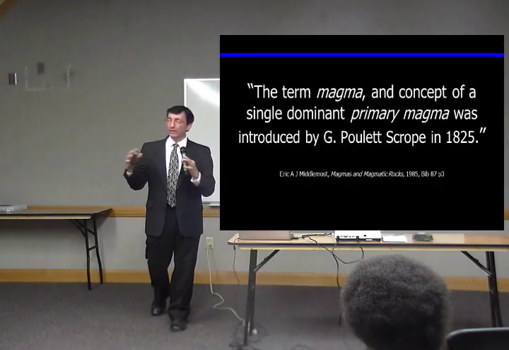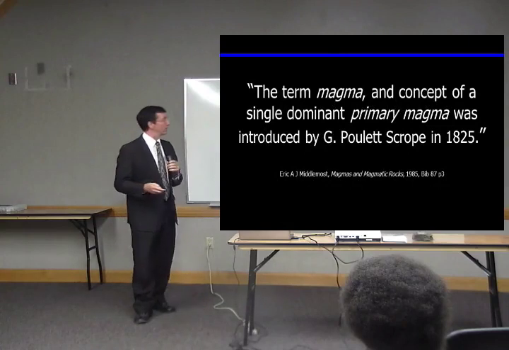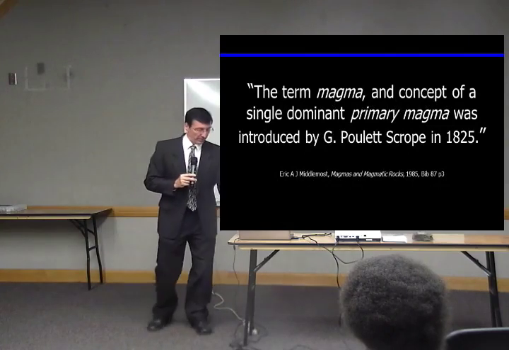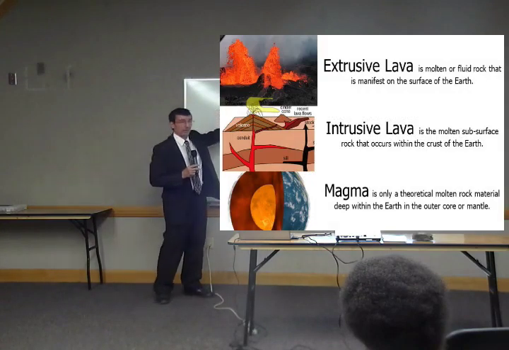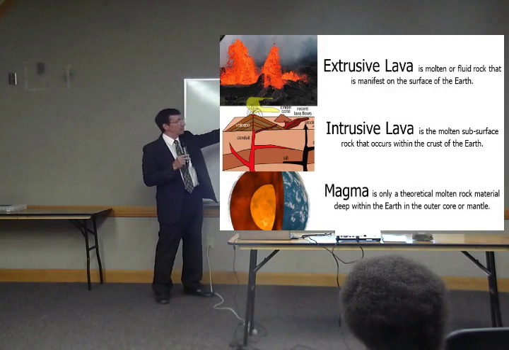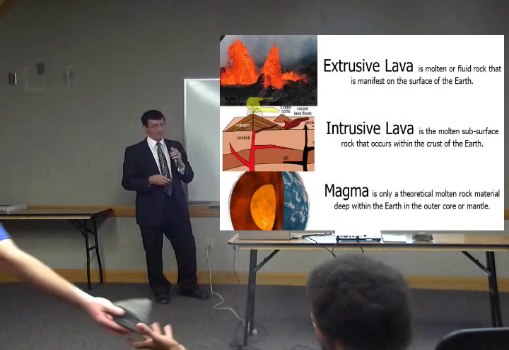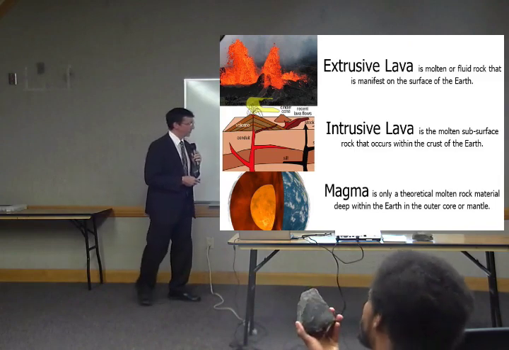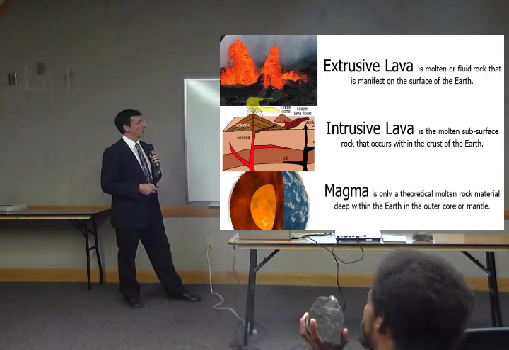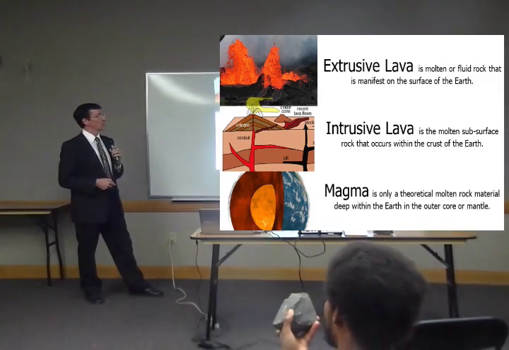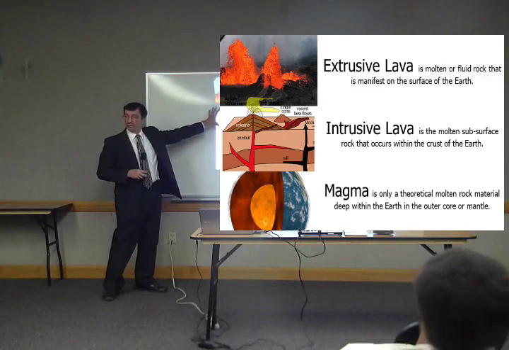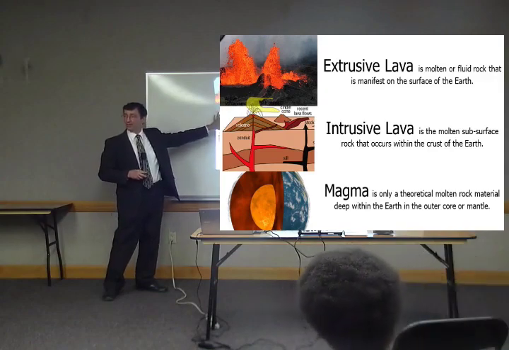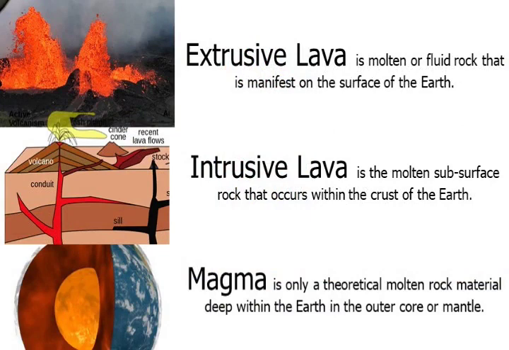So that's really where we're trying to draw the distinction here, because we all agree that there's lava, and so I'm going to define lava in two different ways. Extrusive lava is the molten fluid rock that is manifest on the surface of the Earth. Then intrusive lava is the molten subsurface rock that occurs within the crust of the Earth. So it's not very deep, right? It's either in or near the continental crust of the Earth, like maybe 40 miles deep.